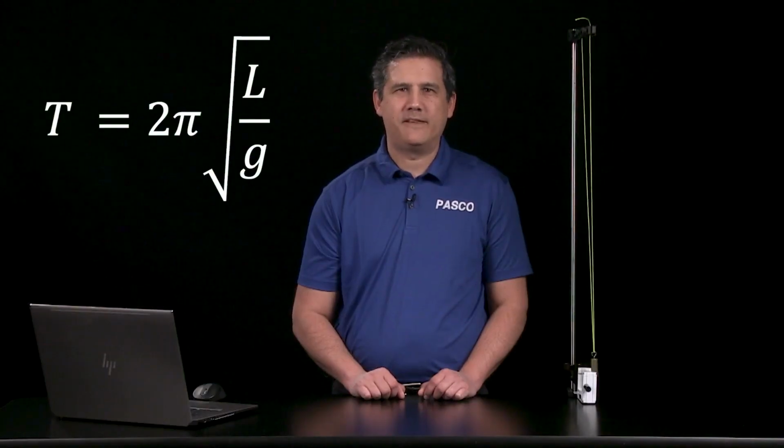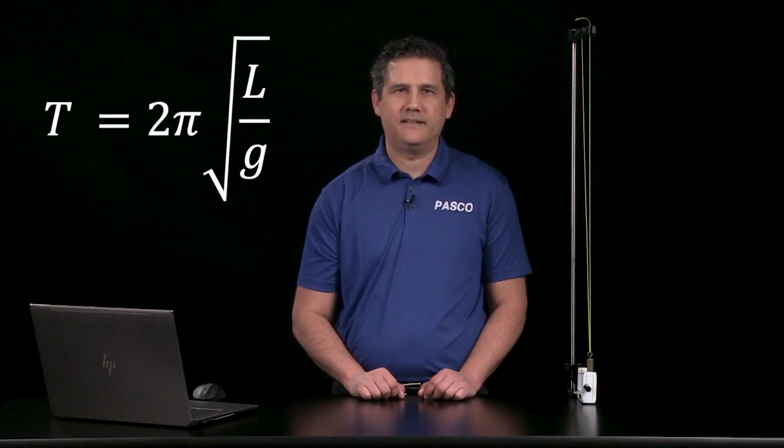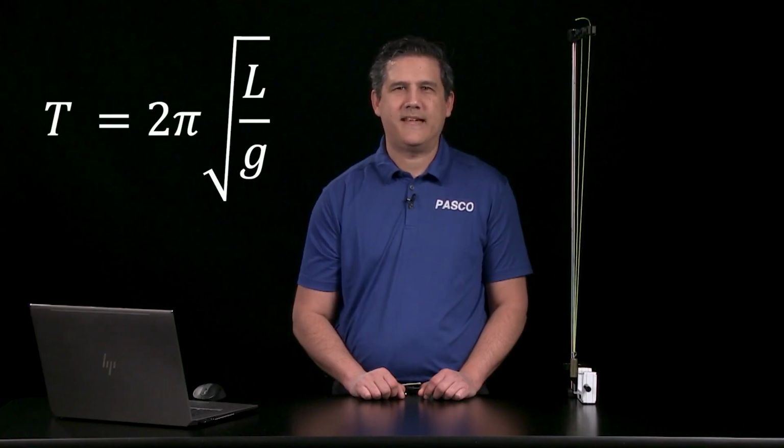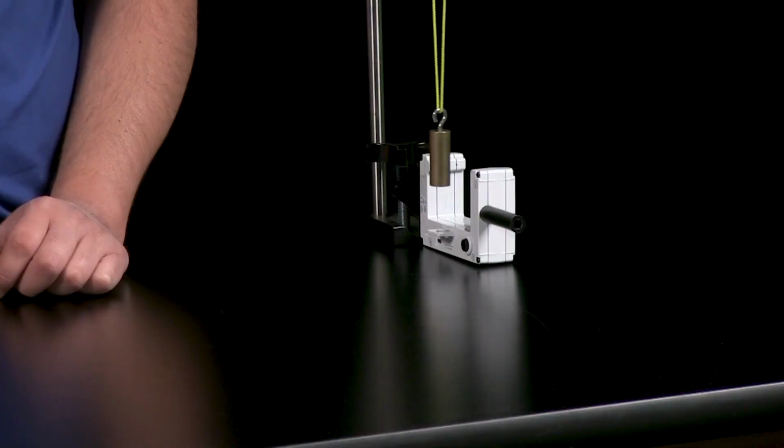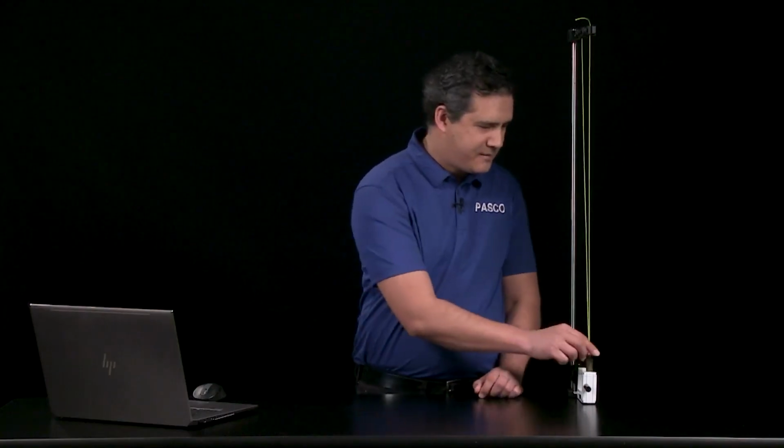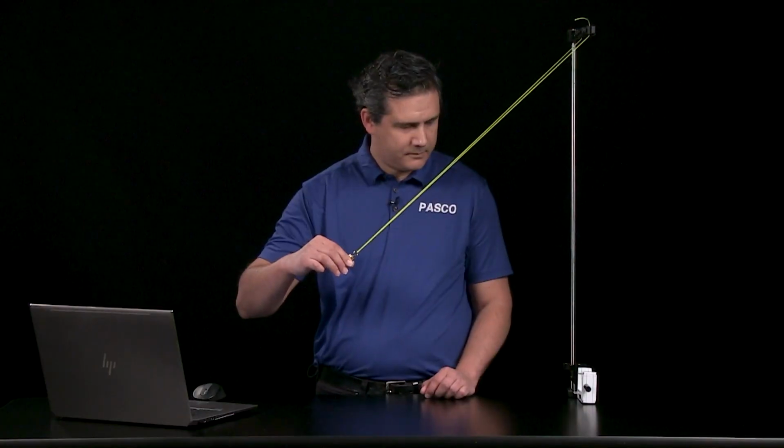However, we might remember there's an important assumption built into that formula, which is that the amplitude must be small. But what happens when the amplitude is large? What would we find if I release the pendulum from here? Would we expect the period to be larger, smaller, or the same? Let's find out.